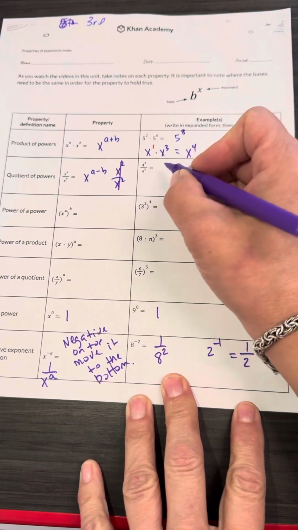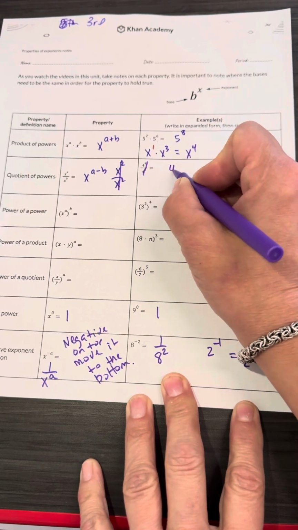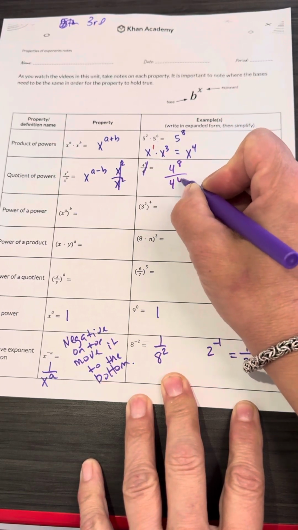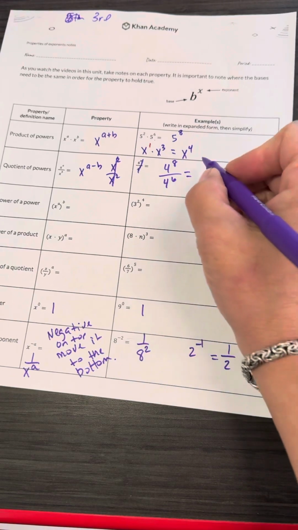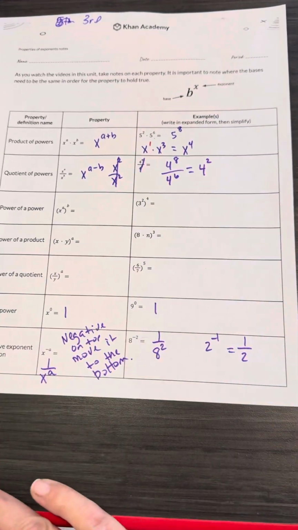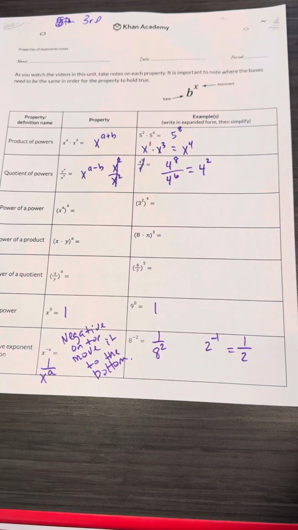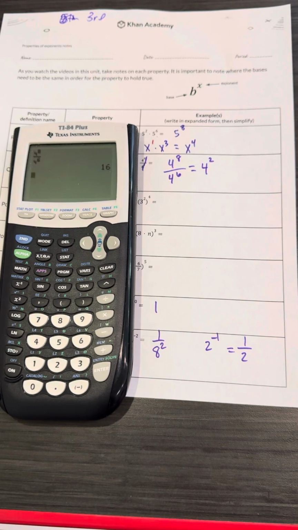So take this one, it has 4 to the 8th over 4 to the 6th. That way we can do it in our head. What is 8 minus 6? 2. So this should equal 4 squared. In your calculator, do 4 to the 8th over 4 to the 6th. And what is 4 squared? 4 times 4 is 16. So you should get 16.